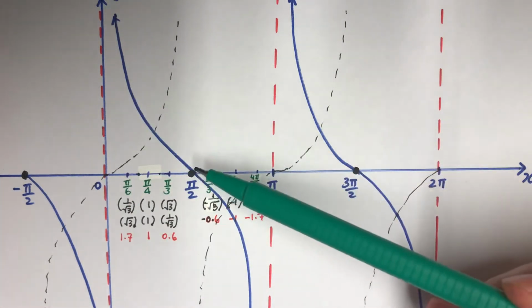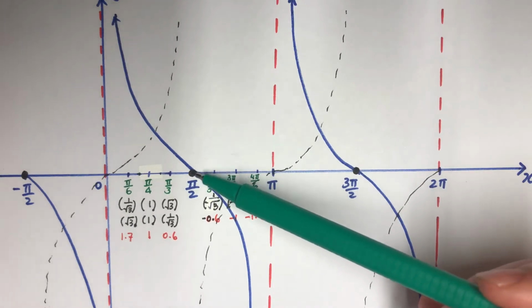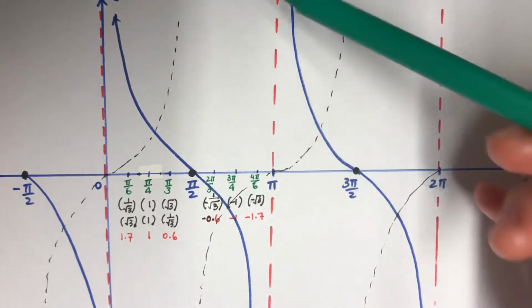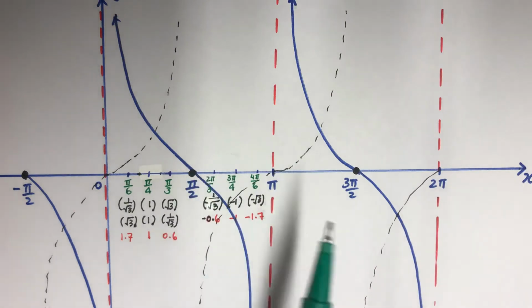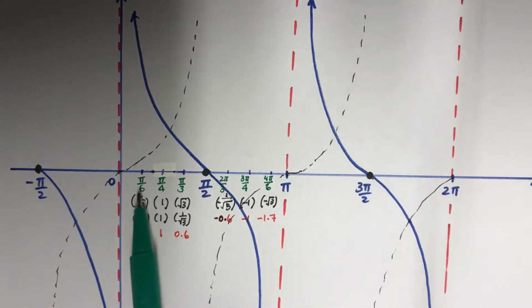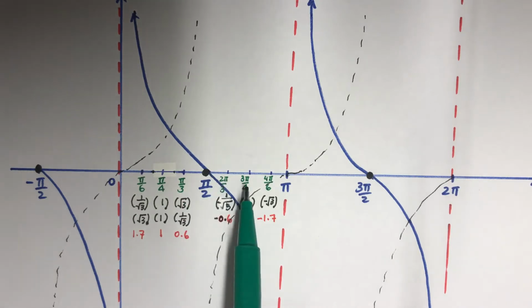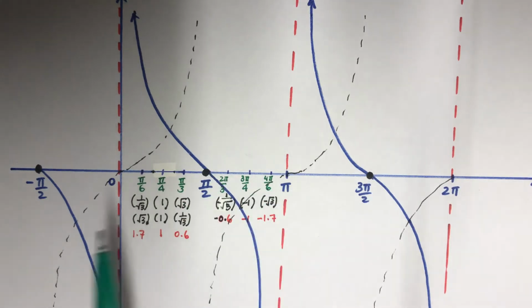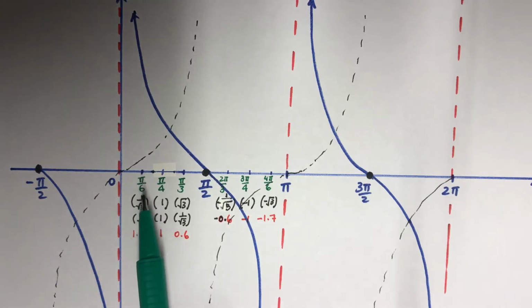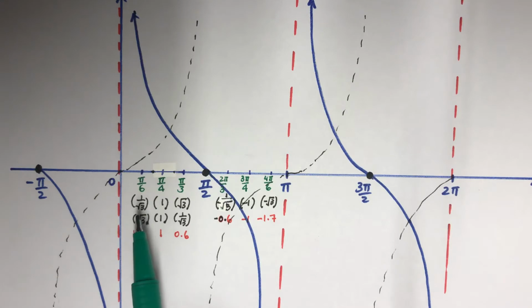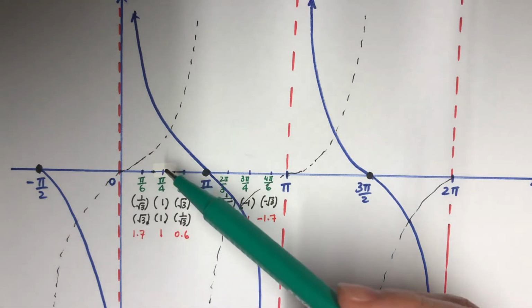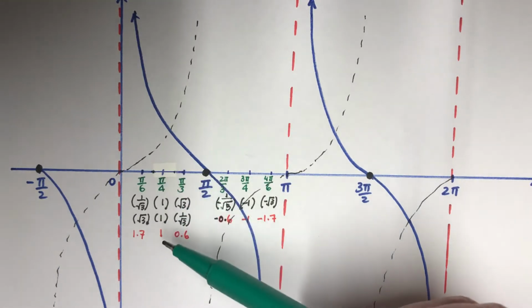So how do I know, miss, if I have this x-intercept there, whether it goes this way or that way? Well, let's have a look and check. Here it's 30 degrees, 45, 60, and then 120, 135, 150, 180. So what's tan 30? It's 1 over root 3. The reciprocal of that is root 3, which is about 1.7. And the same as tan 45, which will be 1.